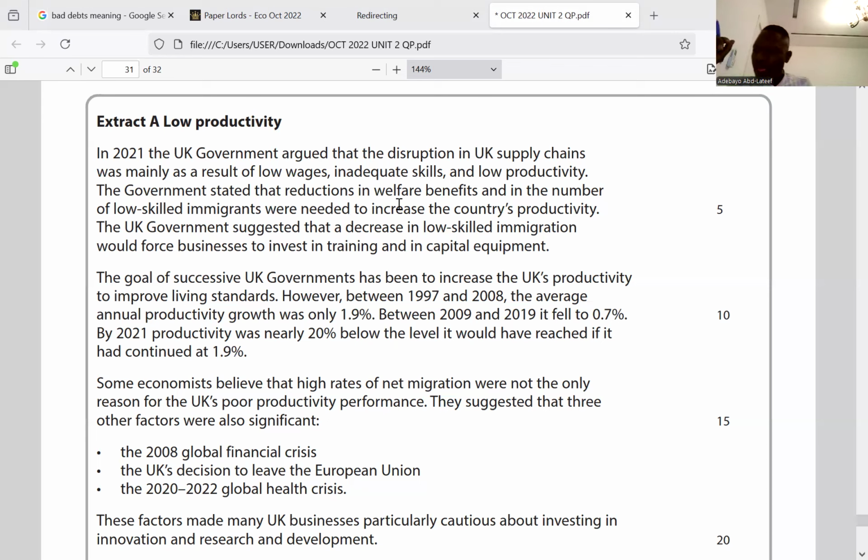Question B. It said, with reference to figure 2 and extract A, analyze two possible impacts of net migration on the UK economy. Two possible impacts of net migration result in, okay, creates labor market flexibility as workers will take jobs where shortages exist. Okay. Increase in tax revenue as more people will be part of the labor force.